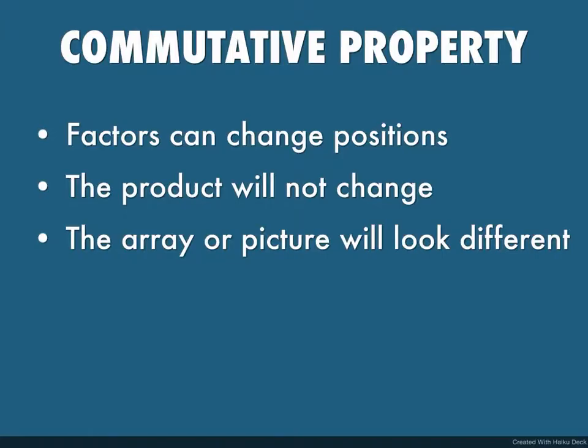Now let's talk about the commutative property. The commutative property says that factors in a multiplication problem can change positions, and even though they change the positions, the product will not change. The array or the picture will look different, but the product, how many I have all together, will not change.